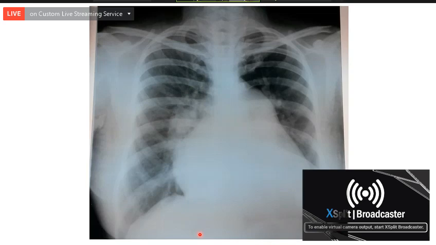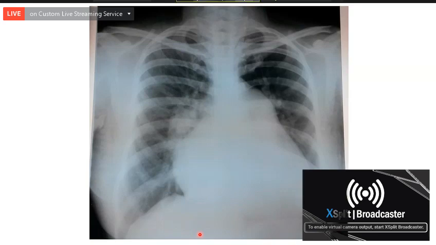Not a huge enlargement, but definitely there is a cardiac enlargement. Yes, what else? It's an LV type of effect. Why did you say LV type? Because it's an RV type effect.